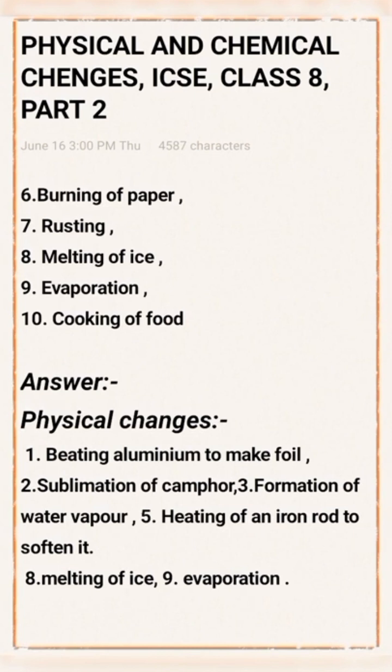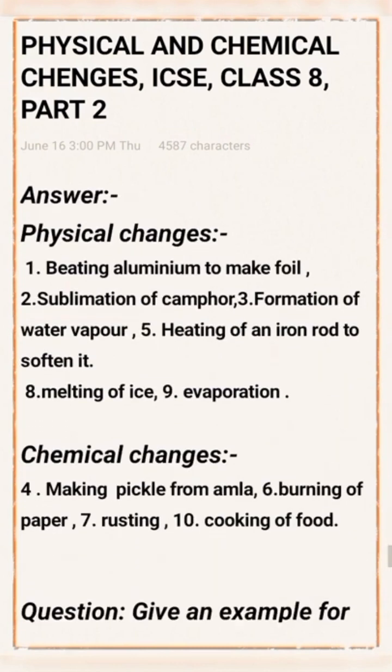The physical change includes beating aluminium to make foil, sublimation of camphor, formation of water vapor, heating of an iron rod to soften it, melting of ice, and evaporation. These are all physical changes. Next, the chemical changes include making pickle from amla, burning of paper, rusting, and cooking of food.